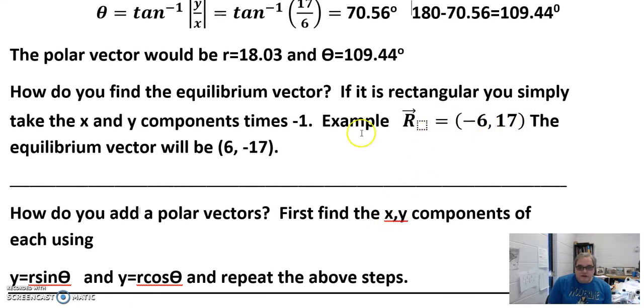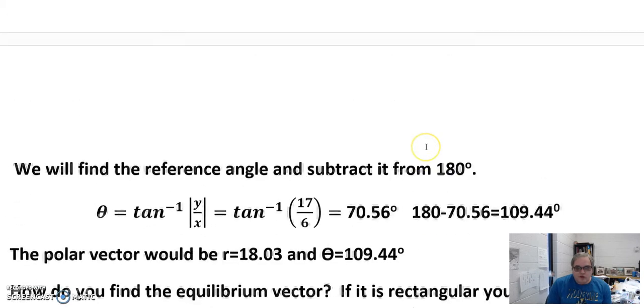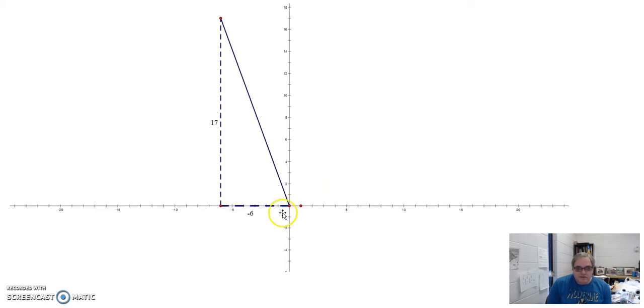Rectangular is very easy. You just switch your signs of the x's and the y's. Polar, the easiest way to think about it is if you know this angle, add 180 to it.